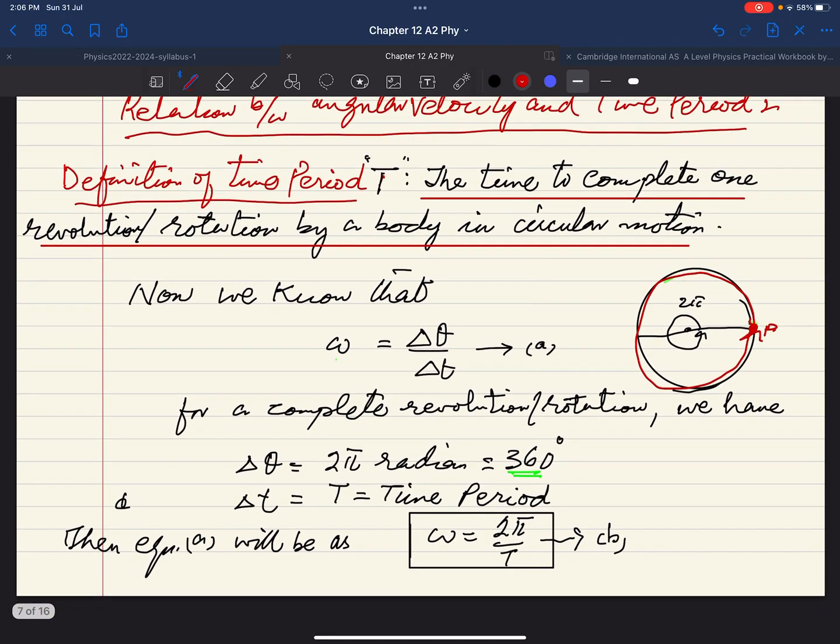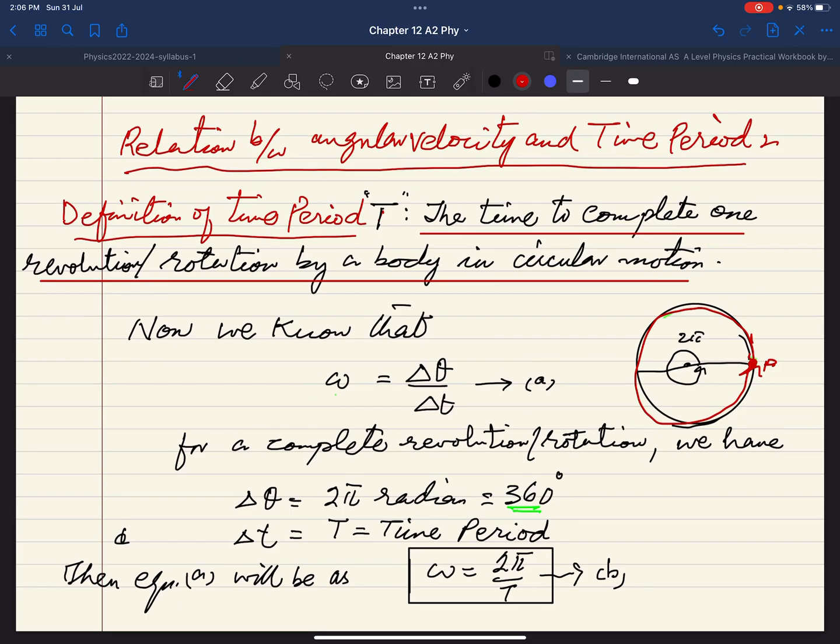Now the thing is that when you cover this distance in a complete arc, you know that this is nothing but 2 pi r. So this is something very important. As far as the angular displacement is concerned, you know that it is 2 pi radian or 360 degree. So if you use your equation for the angular velocity, omega is equal to delta theta over delta t, you can very easily relate omega and the other quantity which is T.